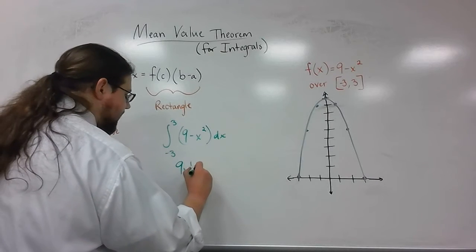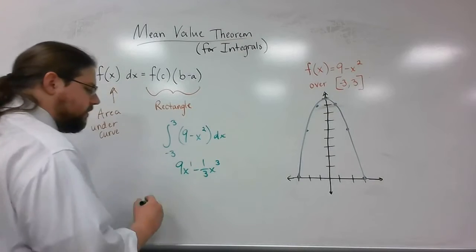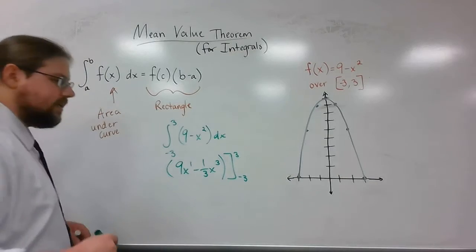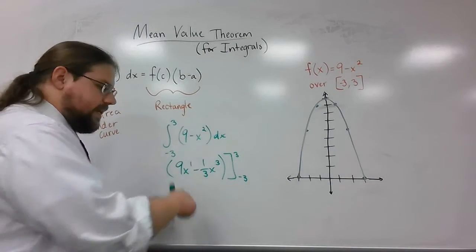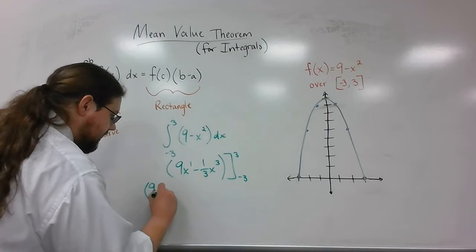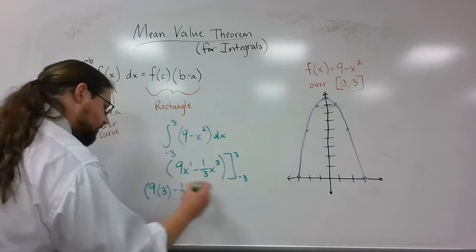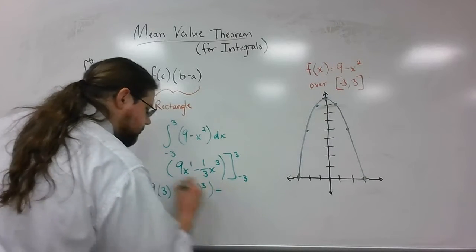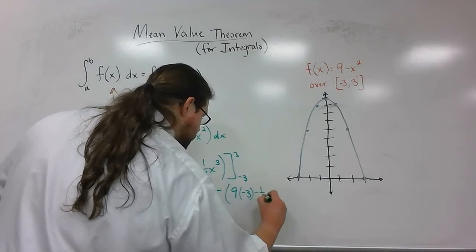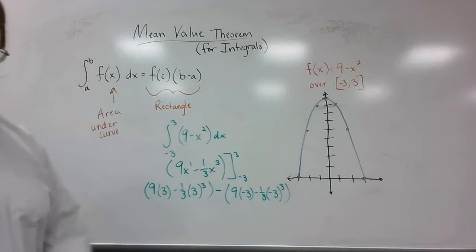On the other hand, I've got that x squared. Well, that's going to become x cubed, and I'm going to divide by the new exponent, which is 3. Now I need to evaluate it from negative 3 to positive 3. So, again, plug in 3, plug in negative 3, subtract them. So 9 times 3 minus 1/3 times 3 cubed. That's the first part. Then I want to subtract 9 times negative 3 minus 1/3 times negative 3 cubed. All right, so I'm going to start working on that in my calculator.